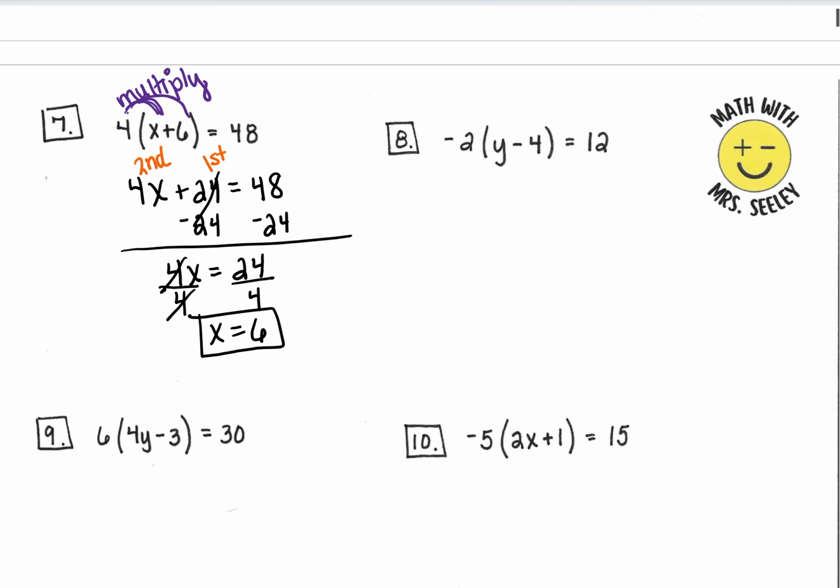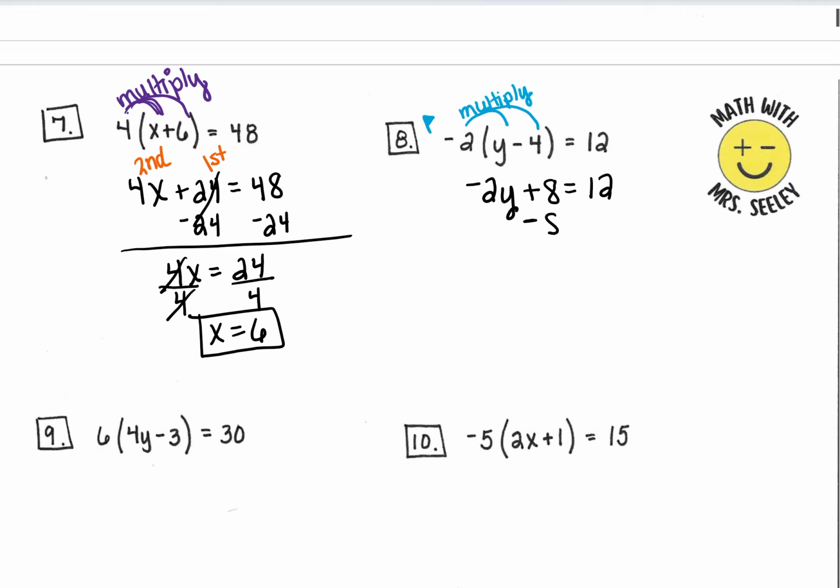All right, same thing over here. We're going to distribute first. Now be really careful. I'm going to put a little warning flag there because that negative is going to go through. Remember that when you distribute, that's telling you to multiply. So negative 2 times y is negative 2y. Negative 2 times negative 4 is positive 8 is equal to 12.